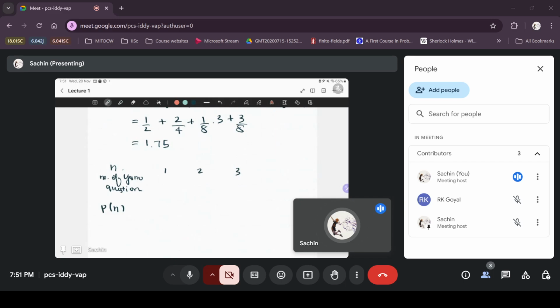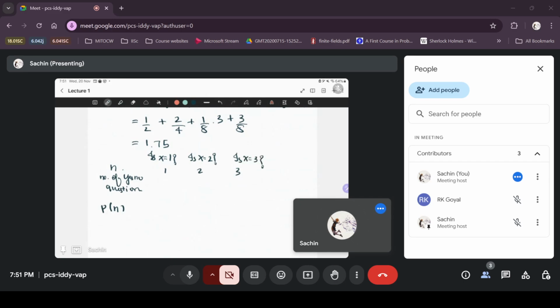So the probability that you will ask only one question is the probability that these questions are fixed. So the first question is: is x equal to 1? The second question is: is x equal to 2? And the third question is: is x equal to 3?